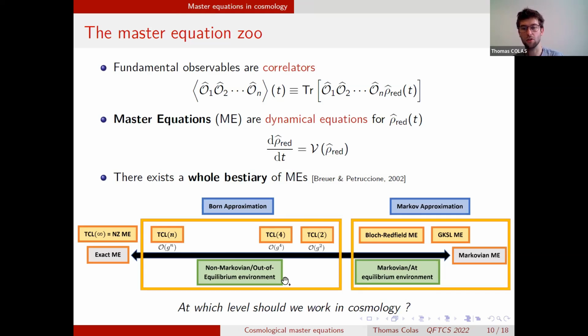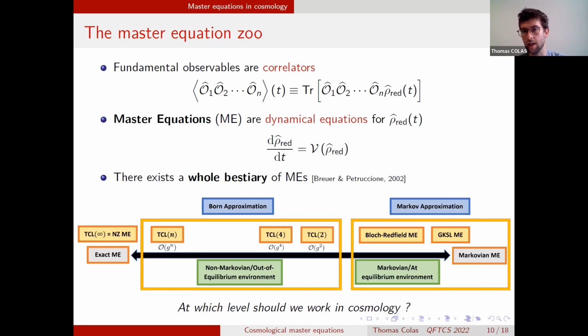Now, if I have some information on what is my environment, I can go one step further and, for instance, perform the so-called Markov approximation. It comes into play when your environment is made of a large collection of degrees of freedom that are interacting so that they form a thermal bath. And if the environment is a thermal bath, it means that the correlations are short-lived in it, so that the environment is not able to keep track of the past interaction with the system. So in this limit, we can derive a Markovian master equation, which is well known under the name of GKSL or Lindblad equation, which has a very interesting mathematical structure, which is extremely useful.